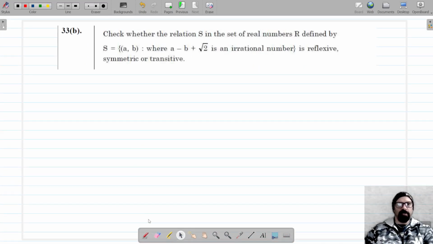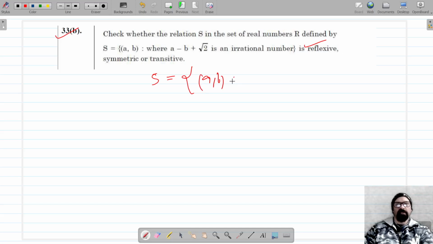Okay, for question number 33, part B, we have to check whether the relation S in the set of real numbers, defined by S equal to (a, b) where a minus b plus root 2 is an irrational number, is reflexive, symmetric, or transitive. So let's check first for reflexive. Our given relation is S, the ordered pair (a, b), where a minus b plus root 2 should be an irrational number. Then we can say that (a, b) is in the relation.